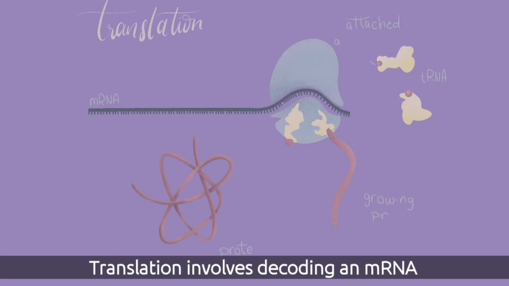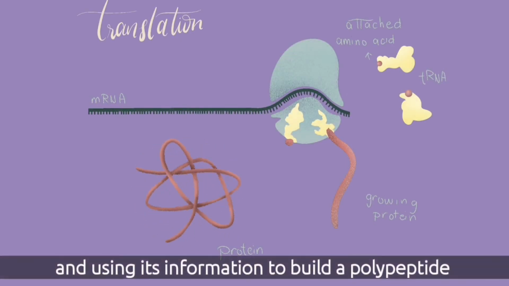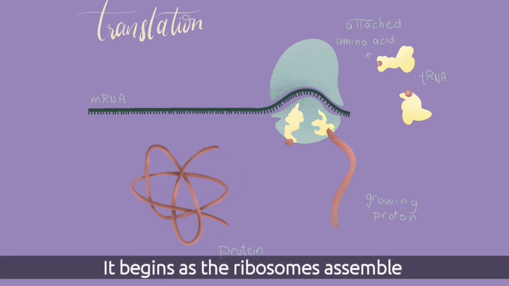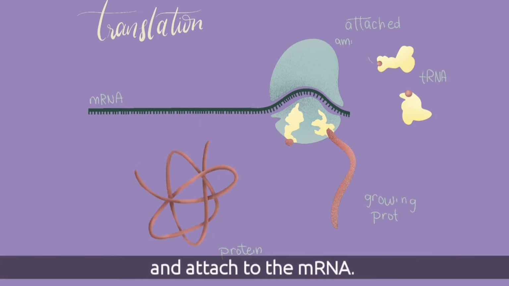This is where the next step begins, translation. Translation involves decoding an mRNA and using its information to build a polypeptide or a chain of amino acids. It begins as the ribosomes assemble and attach to the mRNA.